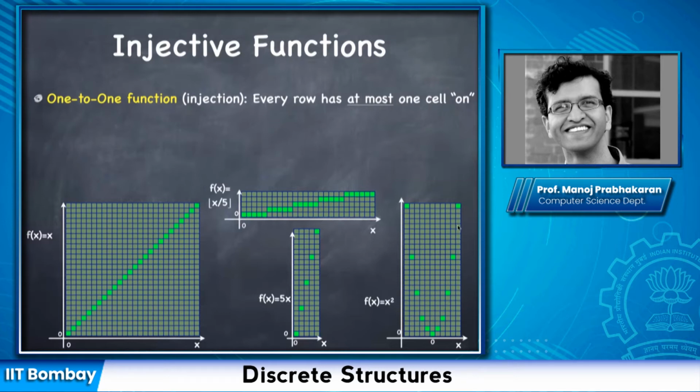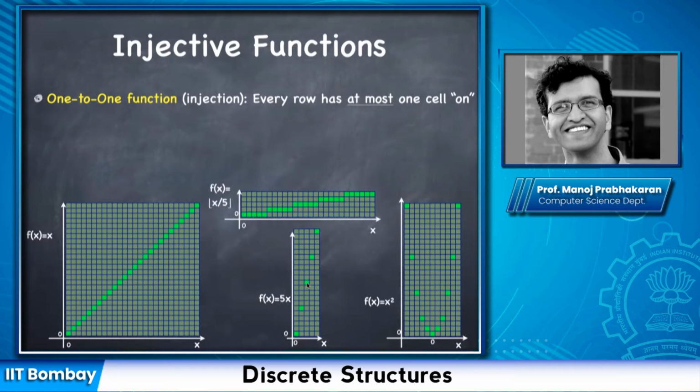This almost looks like a one-to-one function, but here again there are cells which have 2 cells switched on. That is enough to make it not a one-to-one function. On the other hand, these two functions are one-to-one.